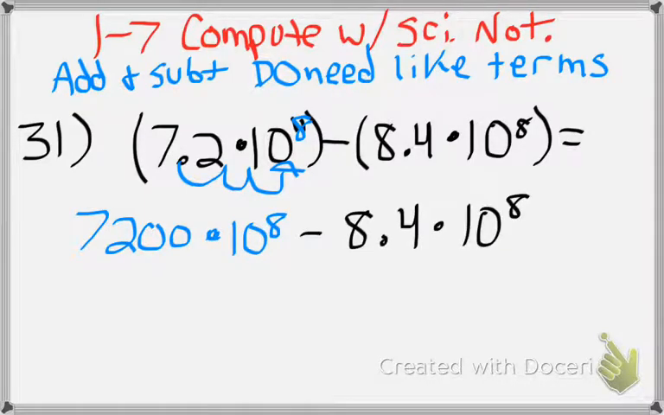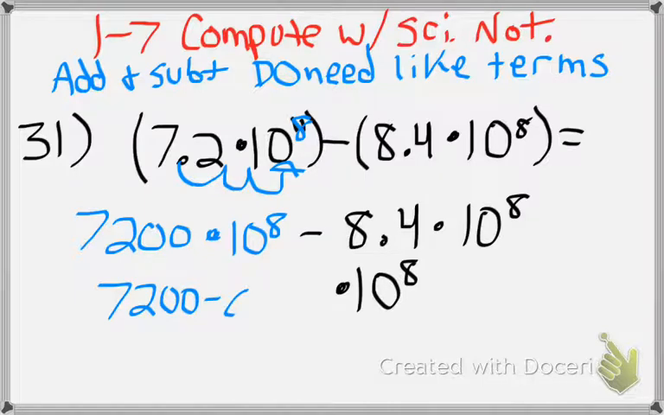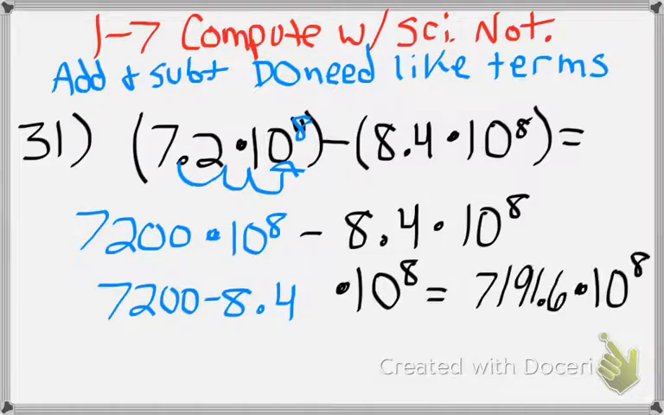Now do your coefficients first, but as a heads up, the answer is going to be something times 10 to the 8th power. So I'm going to go ahead and already write that. Something times 10 to the 8th power. So let's find out what that something is. So we're going to do 7200 minus 8.4, the two coefficients. And if you do that, you end up with 7,191.6 times 10 to the 8th power.